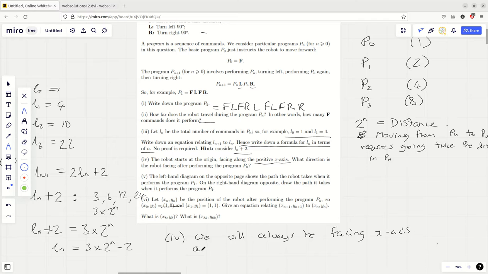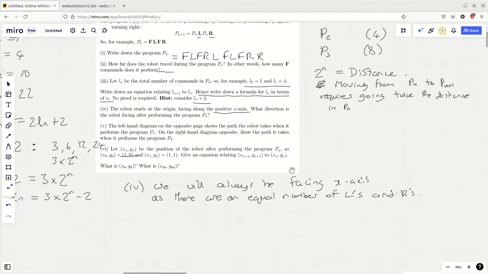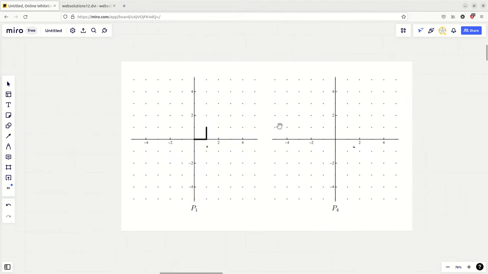As for every left turn, there are an equal number of left turns and right turns, of L's and R's. So hopefully that's nice and clear for them. Now this is where it gets difficult from part 5. They want us to draw P4. So this is what we've got.